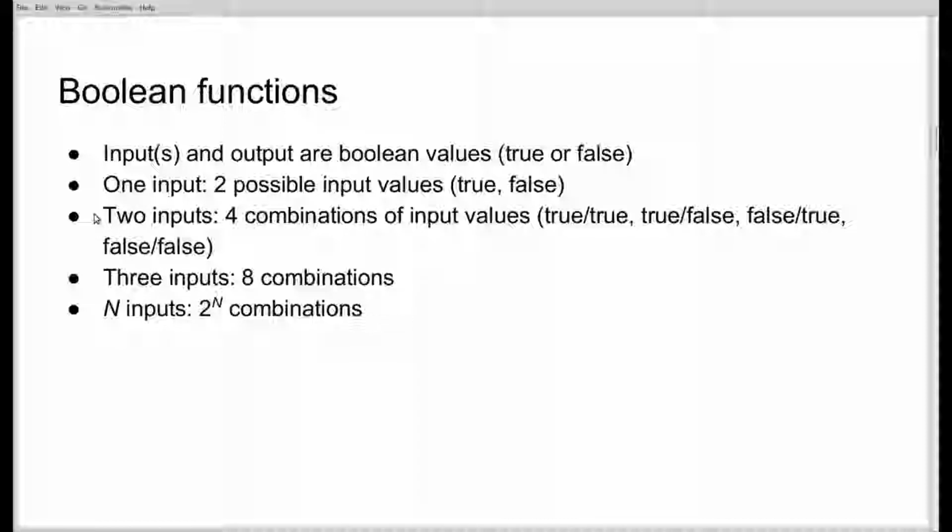But if there are multiple inputs, we get a larger number of possible combinations of input values. So for example, if the Boolean function has 2 inputs, that's a total of 4 combinations of input values you could send in. Either both inputs are true, or the first is true and the second is false, or the first is false and the second is true, or they are both false. Those are the 4 possibilities. And then continuing, if a Boolean function has 3 inputs, that's 8 possible combinations of input values. In the general case, if there are n inputs, there are 2 to the n possible combinations of inputs.